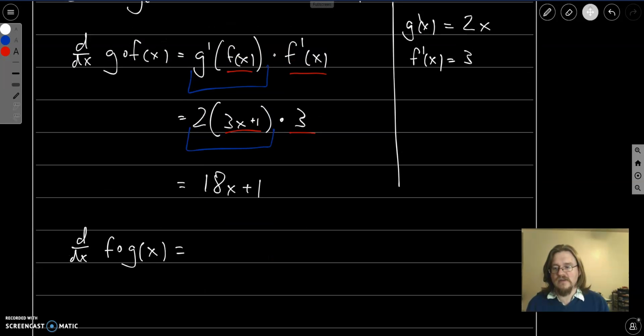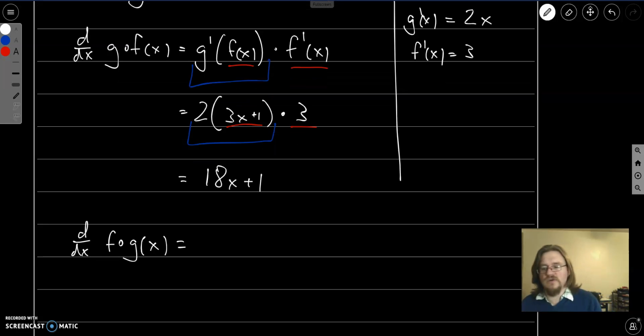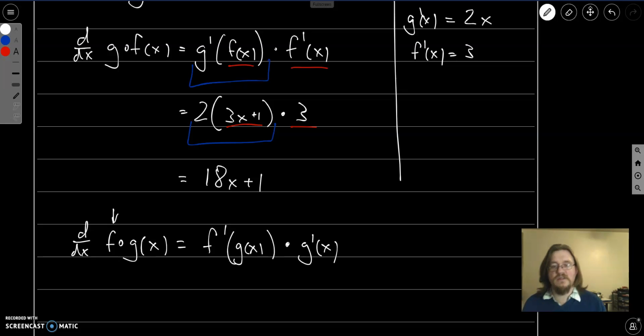Let's do the same thing for f composed with g. So now since the letters are mixed up, again, let's think about this carefully. We're going to take the outside function, and we're going to take its derivative, and we're going to plug in the inside function, and we're going to take it times the derivative of the inside function.